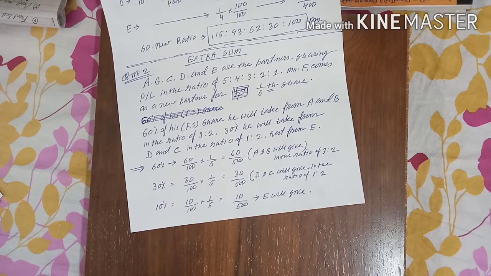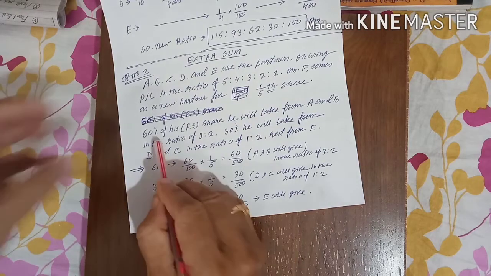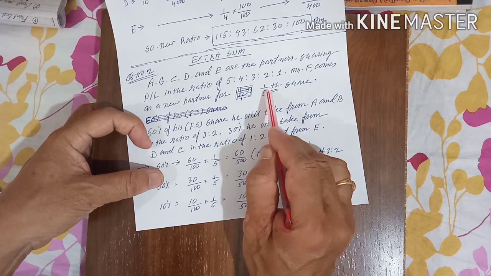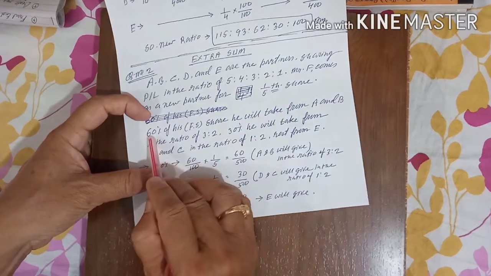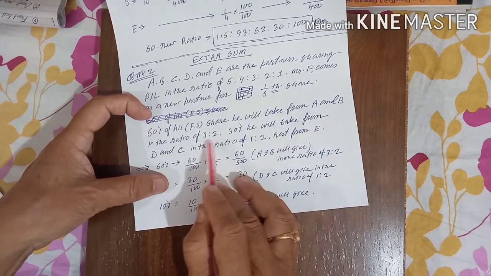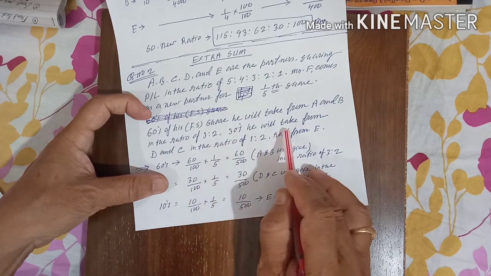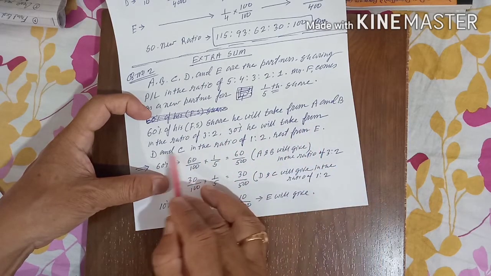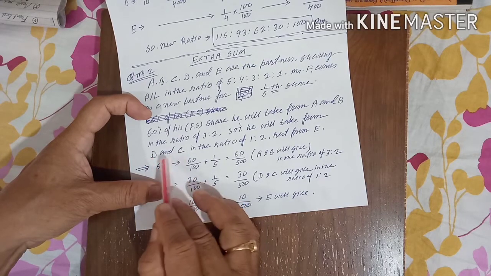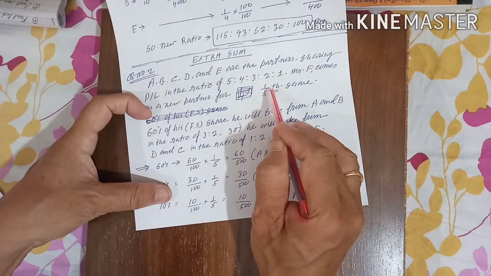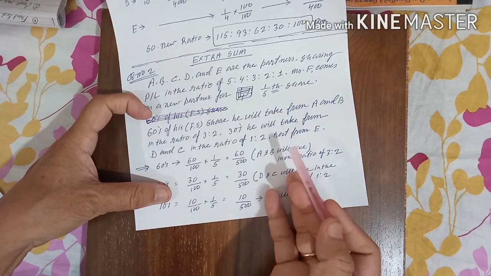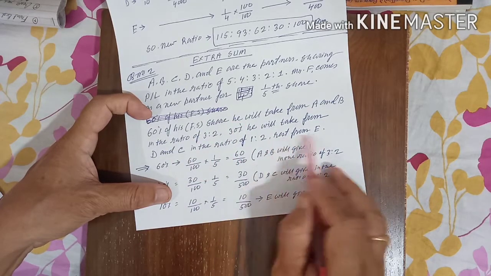60% he will take from F, 60% of his share. Whose share? Mr. F's share. F's share is how much? 1/5. 1/5's 60%, whatever it is coming, that he will take from A, B in the ratio of 3:2. Previous sums you have done. 30% he will take from D and C. Here it is given not C and D, that is to make you confused. D and C, 30% of 1/5. Now the question is coming. Here 60% and here 30% is given. Whatever the rest it is given, the rest is from E.